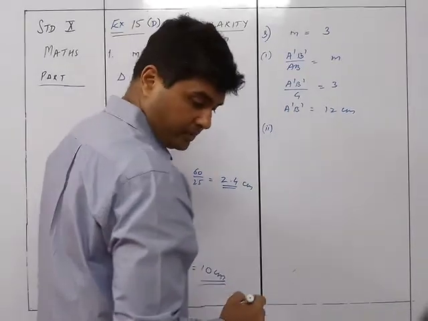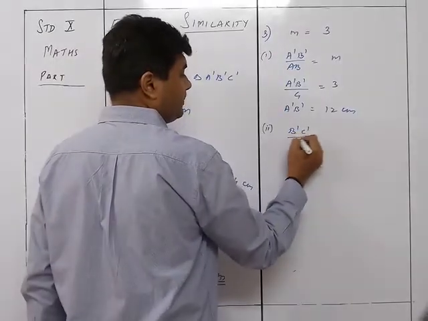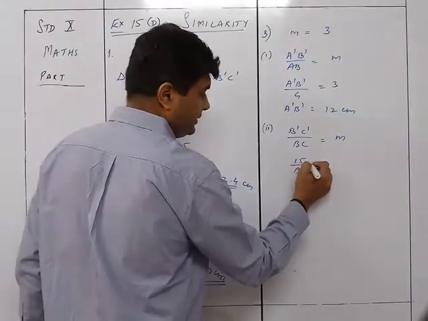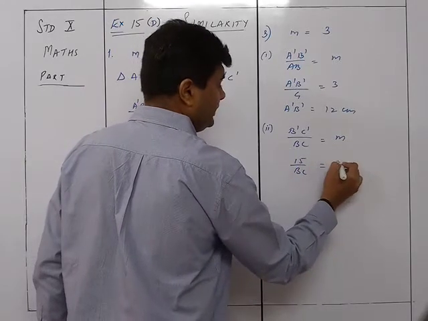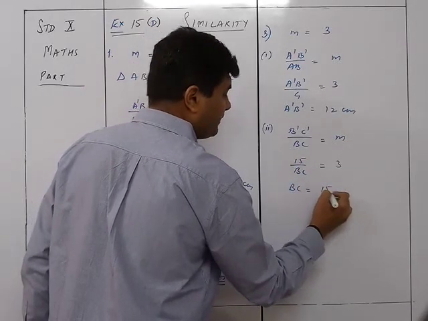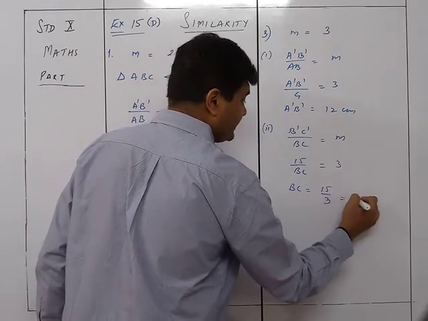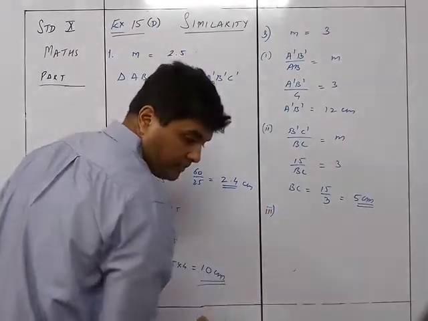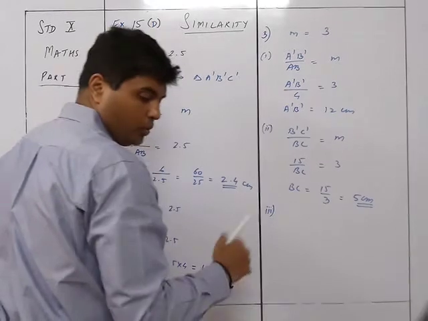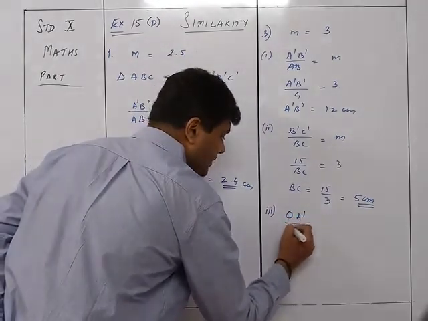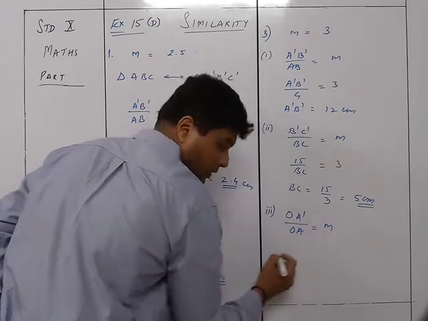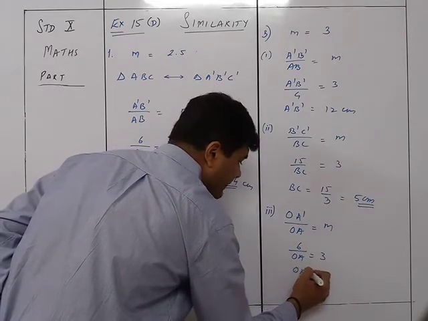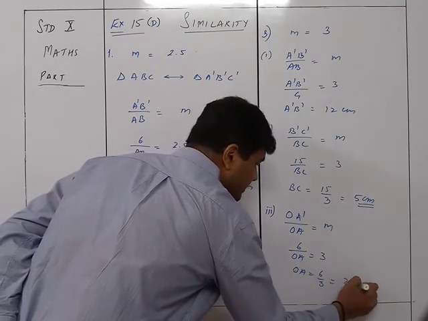This is the second one. B'C' upon BC is equal to M. 15 upon BC is equal to 3. So BC is equal to 15 upon 3, which is 5 centimeters. The third one, OA and OA'. So OA' upon OA is equal to M. OA' is 6, so 6 upon OA is equal to 3. So OA is equal to 6 upon 3, which is 2 centimeters.